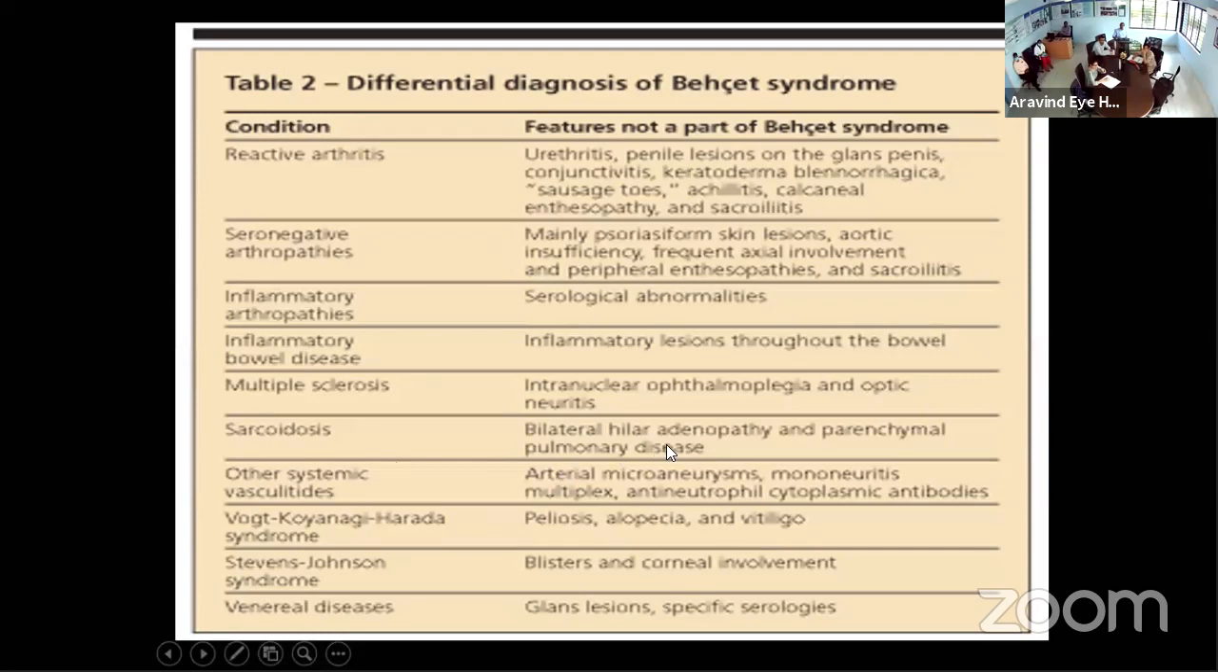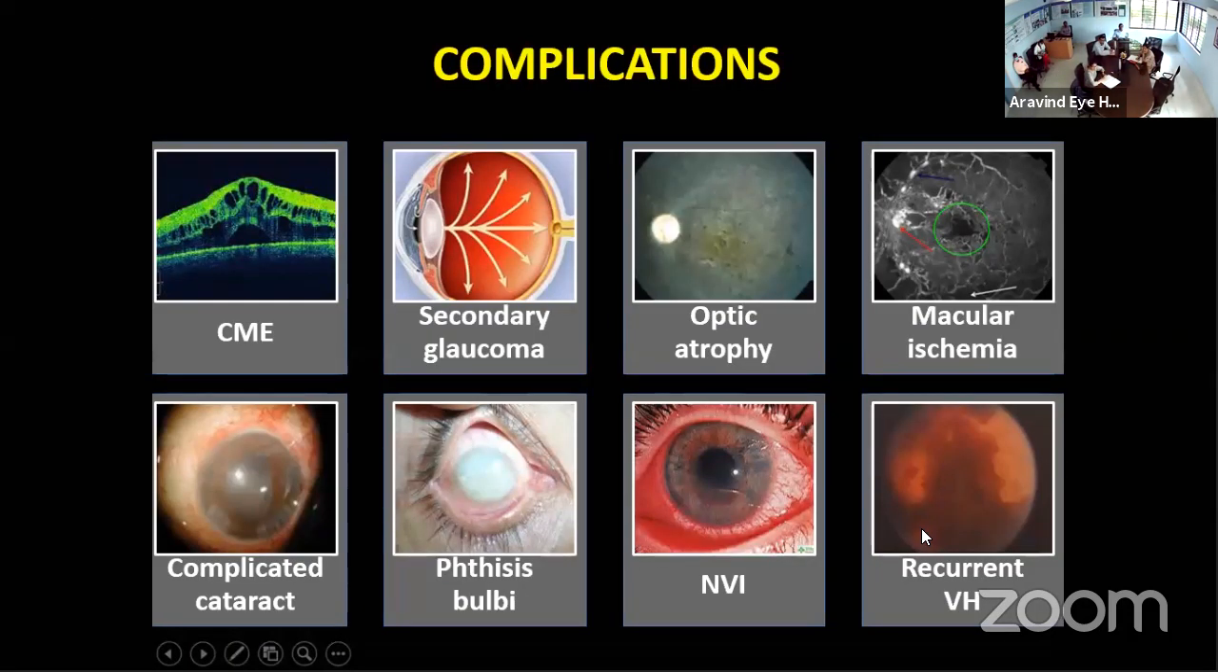Again, the sarcoid, as I said, the characteristic peripheral periphlebitis as well as the granulomatous KP as well as the hilar adenopathy will give you the clue. For the other vasculitis, there will be anomalies in the vessels, aneurysms, and ANCAs will give you the clue. VKH, again the diagnostic criteria are going to help. SJS, again the diagnostic criteria as well as the blisters and the corneal involvement with dry eye is going to give you the clue. For venereal disease, you will be ordering specific tests like TPHA, and those are going to really help.